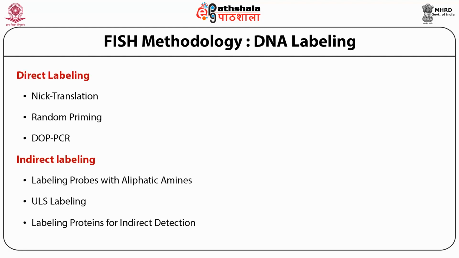And as I mentioned, the probe DNA has to be labeled with a fluorophore, and there are two methods for it. One, as I said, direct labeling and the other indirect labeling. Both of these labeling methods are different because they either label the fluorophore directly to the DNA or label it indirectly. There are three very well-known techniques for direct labeling: nick translation, which we touched upon in our previous slides, random priming, and DOP PCR. For indirect labeling, there is labeling of probe with aliphatic amines, ULS labeling, one of the most famous commercially available labeling approaches, and then we have labeling of protein with protein for direct detection. We will discuss these labeling approaches in subsequent slides in more detail.